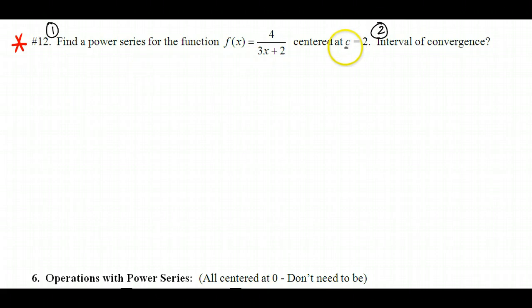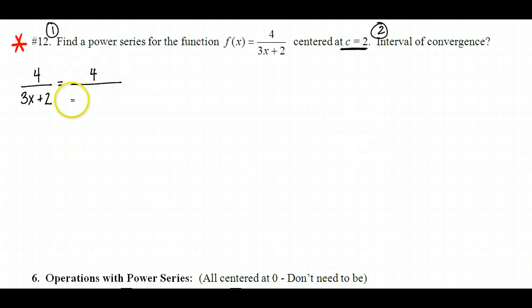So obviously a little bit different here because we're not centered at 0, we're centered at 2. And when you're not centered at 0, it does make a little bit more work. So take our original function, and everything has to be equivalent to this function since we're writing a power series for this function. Again, we're going to set it up so it looks geometric.